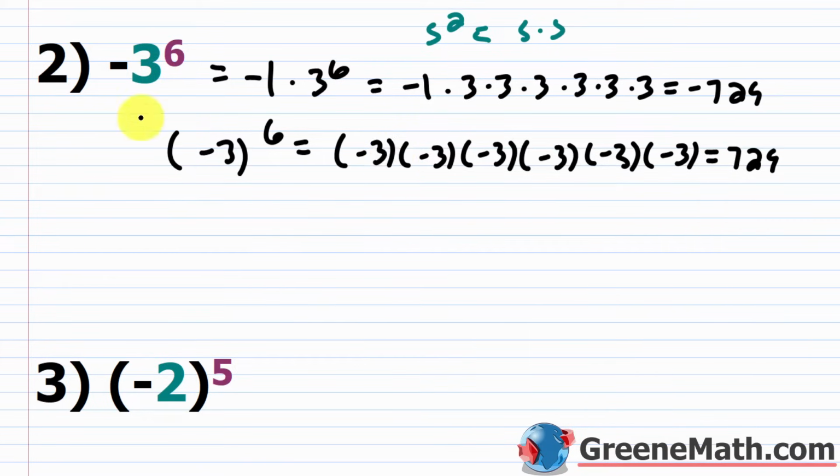And what I would say here is that the base is just going to be the 3. Not the negative 3, but just the 3. So let me circle this so it's the 3 only. And the exponent is obviously the 6 there.